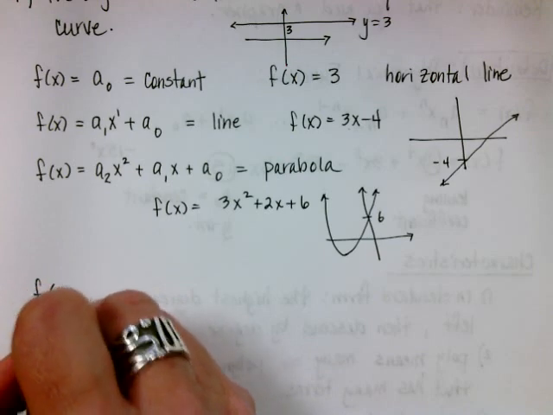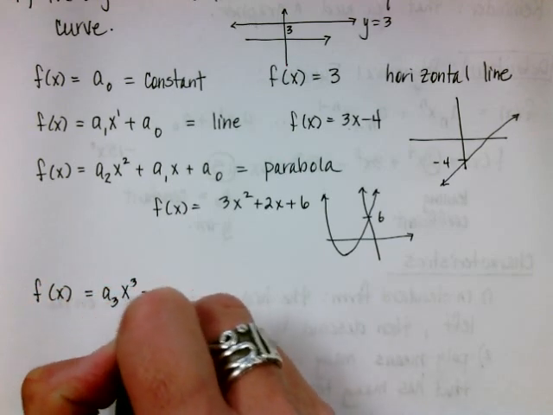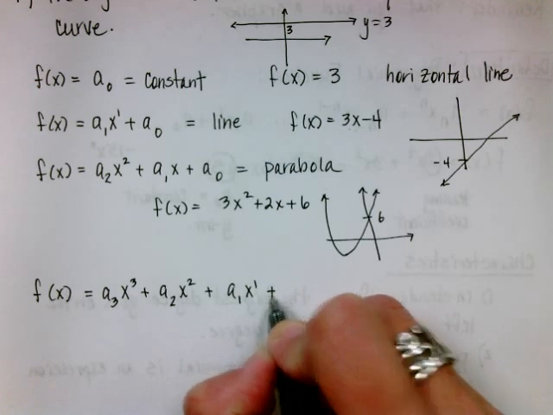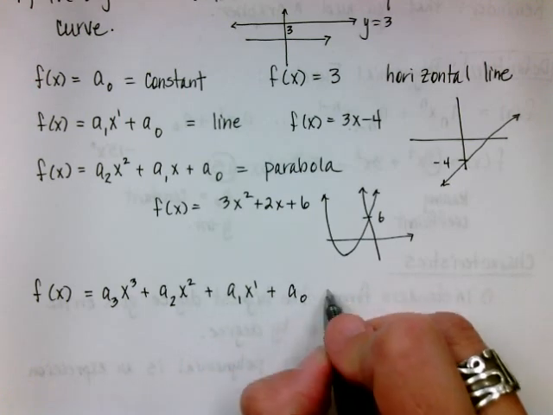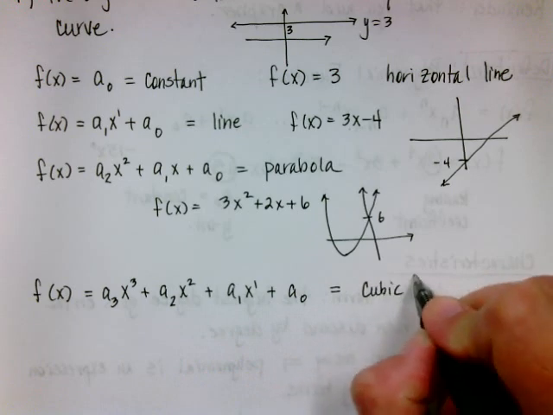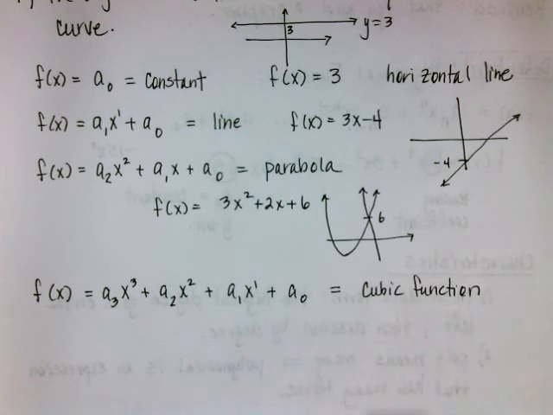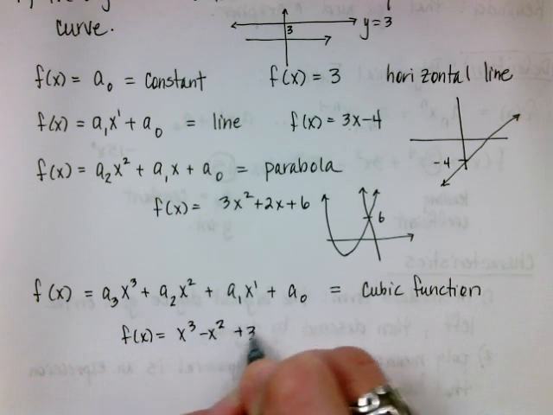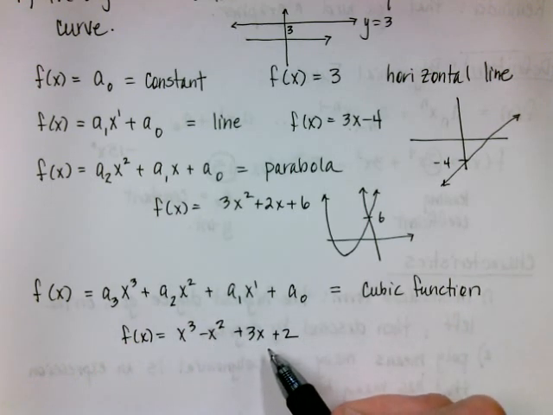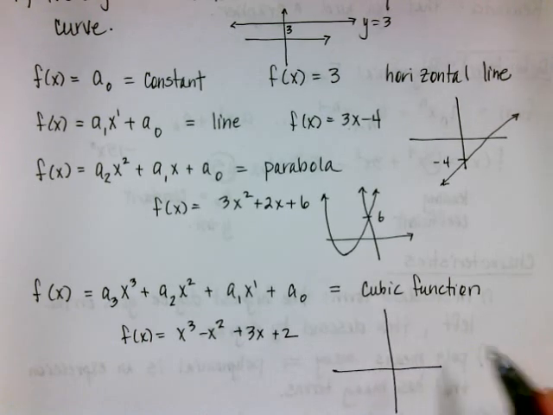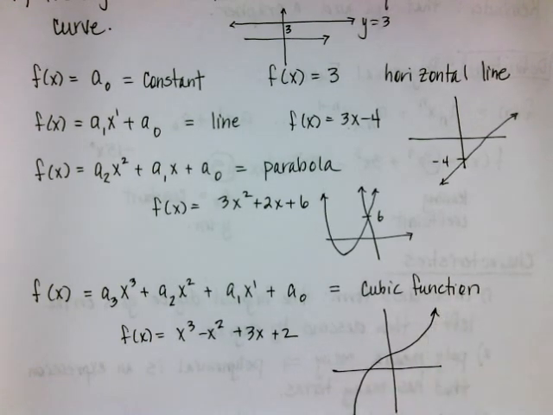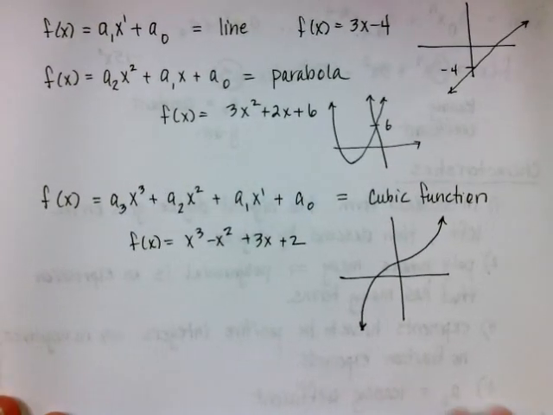So then if I went to a third degree polynomial, so a to the 3, x to the third, a to the second, x to the second, plus a to the first x to the first plus a to the 0. Whew! This is going to be a cubic function. All right. An example of that might be f of x is equal to x cubed minus x squared plus 3x plus 2. And again, I'm not actually going to graph this, but in general, a cubic function might look something like this. Okay? So that would be my cubic function. All right, and again, it's not necessarily the graph of this, that's just kind of an example.